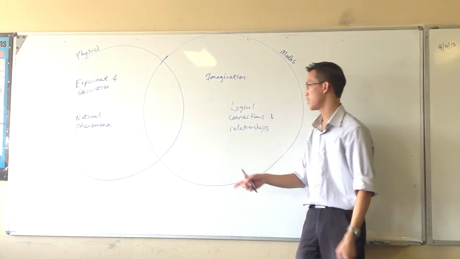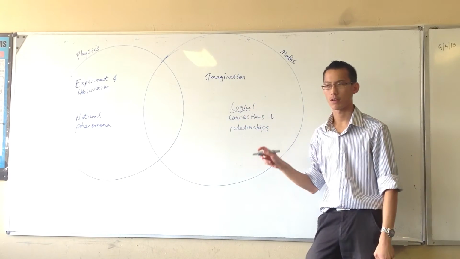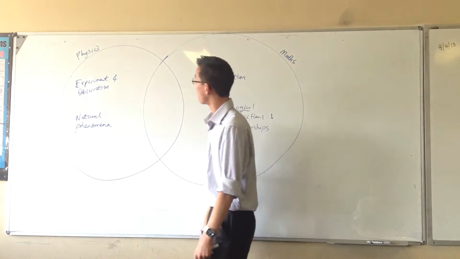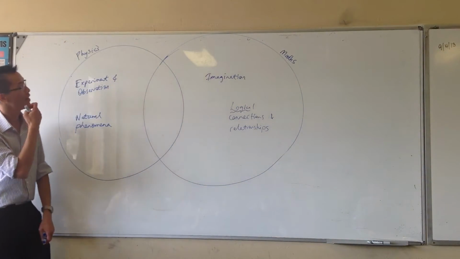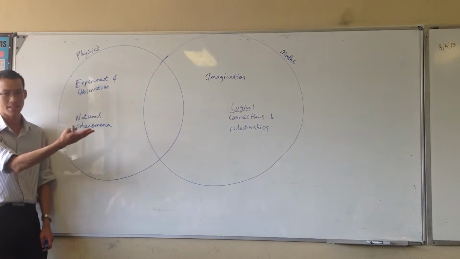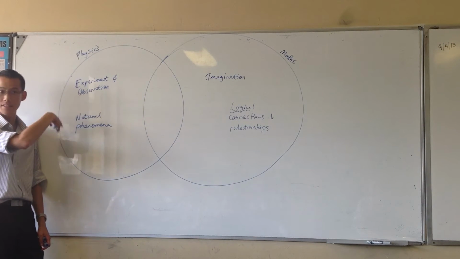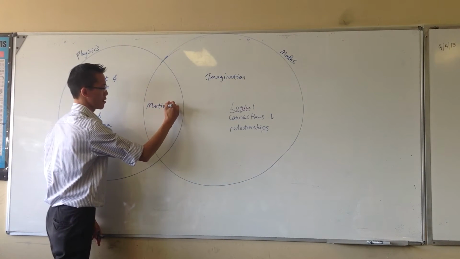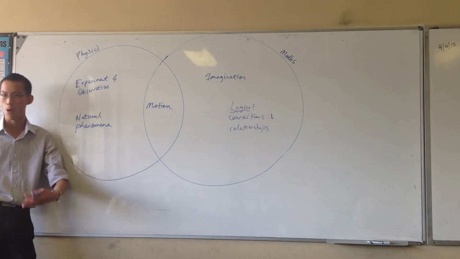Rather than getting there by observation, you're getting there just by logic. Now, as you can see, there is an overlap. Physics and maths do sit on top of one another, and you can't do one without the other, and it's rather silly to think of one without thinking about how it relates to the other. So motion fits right in between here. Motion is the overlap between them.